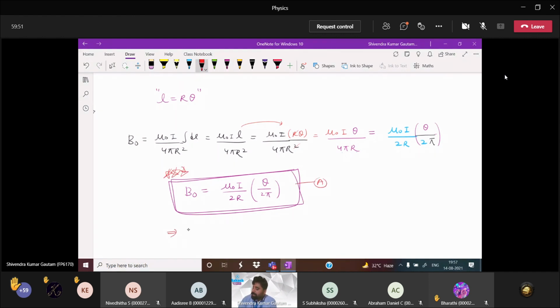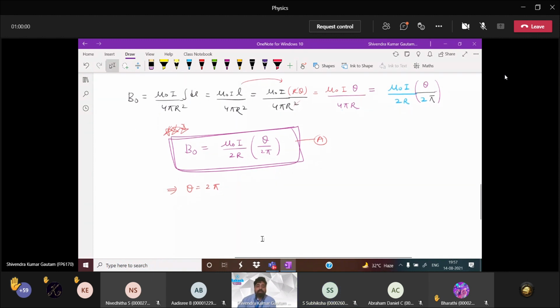Now first see, if I put theta as 2 pi, I will get circular or not? How much will you get due to circular? Mu naught I by 2R. If theta equals pi, what will you get? Mu naught I by 4R, pi cancels, so you get mu naught I by 4r for semicircular. Put theta equal to pi by 2, and you get mu naught I by 8R. So here it will be a quadrant.